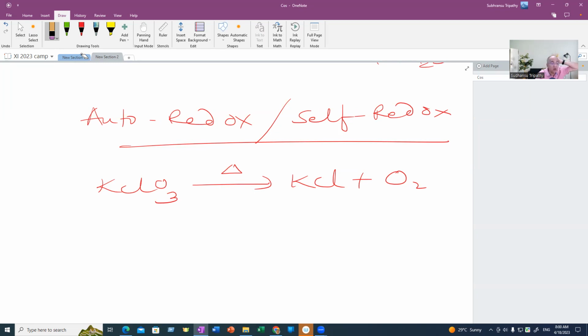So here you can see which is oxidized and which is reduced, by looking at the oxidation numbers. By now you must be very confident to find out the thief; you already have become a policeman or a policewoman.